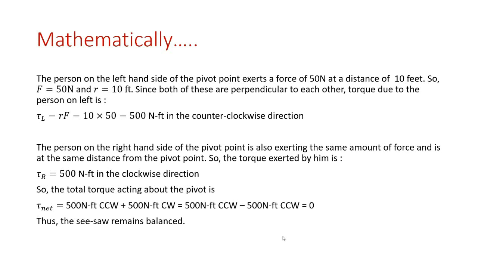And the person on the right will create a torque which has the same magnitude, that is 500 newton feet, but it would be in the clockwise direction now. So when you add them, you try to get the net torque. It becomes 500 newton feet in the counterclockwise, you add to that 500 newton feet in the clockwise direction. But 500 newton feet in the clockwise direction is the same as negative 500 newton feet in the counterclockwise. So when you add them, you get 0. So the seesaw remains balanced.